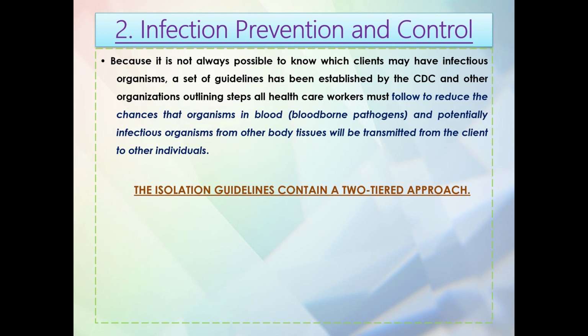So that is the first way to prevent nosocomial infections in the hospital, hand hygiene. And part of hand hygiene is hand washing. So the second way to prevent nosocomial infection is the infection prevention and control. So we have these guidelines for every institution. We have this infection prevention and control.